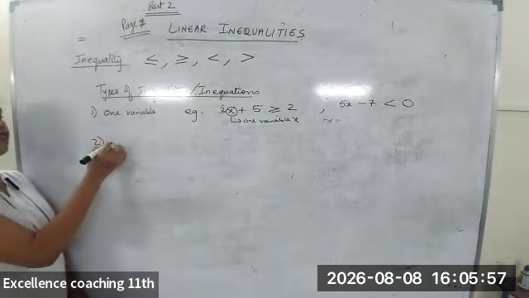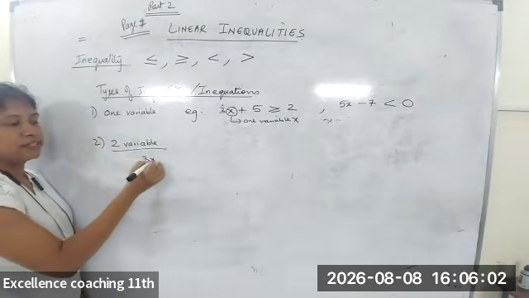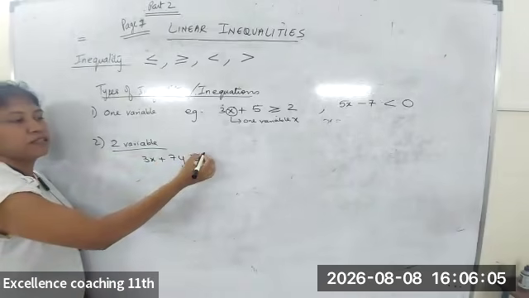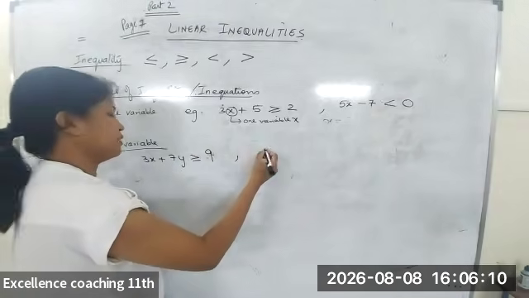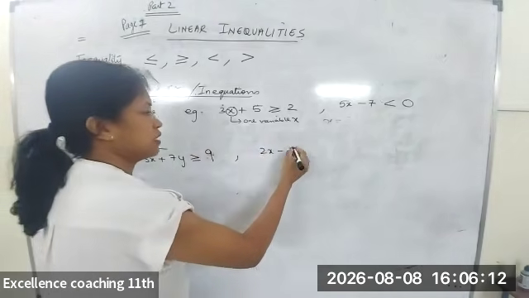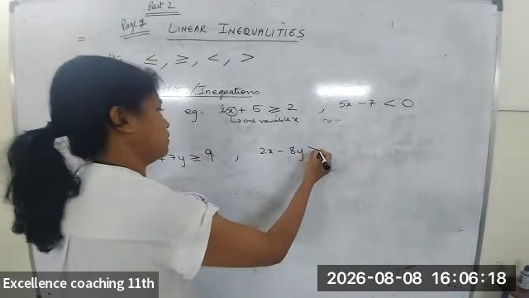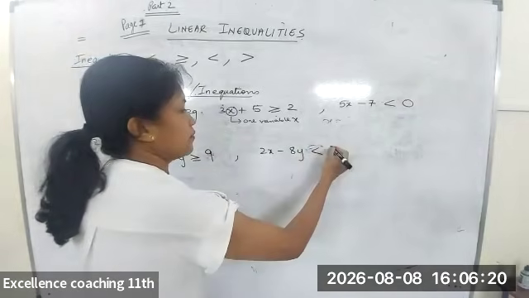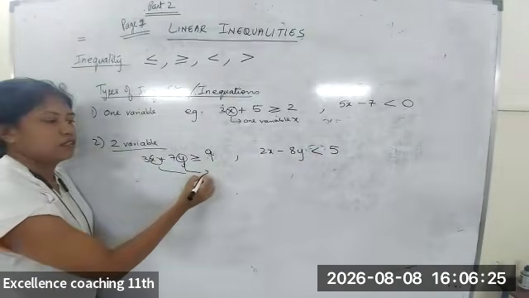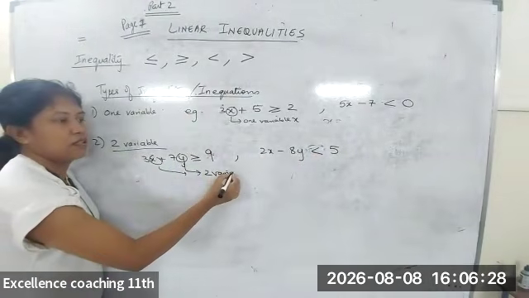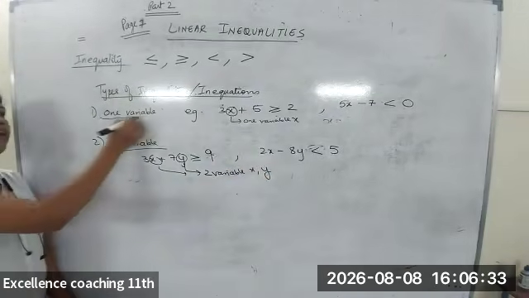The second one is where you have two variables. Any example you can take, 2x minus 8y equal or less than, any example like this. So two variables. Okay, so we have only one variable and two variable.